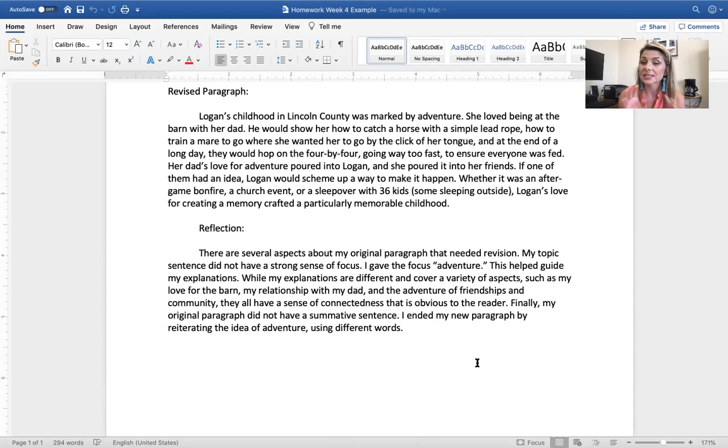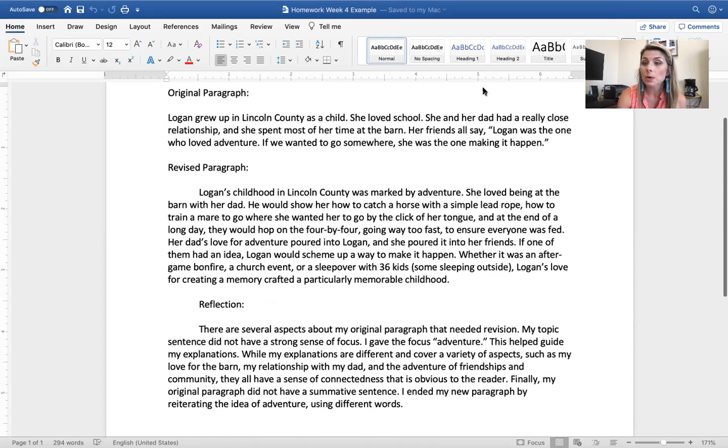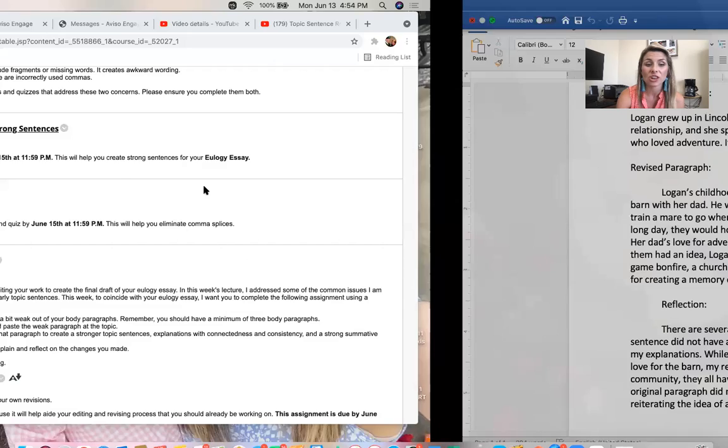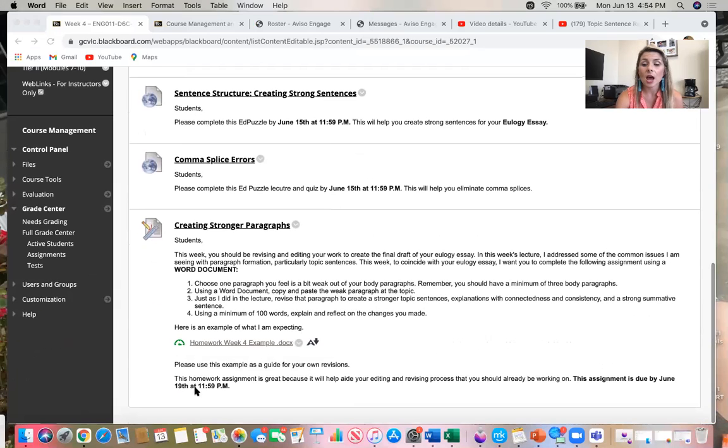What you can see here is this is reflection. I talked about what made that paragraph weak and what I changed. So this is what I'm looking for you to submit. Again, your original paragraph, your revised paragraph, and then a mini reflection that is at least 100 words that explains why you made those changes. And then guys, that's going to be due on June 19th. So it's due on Sunday.